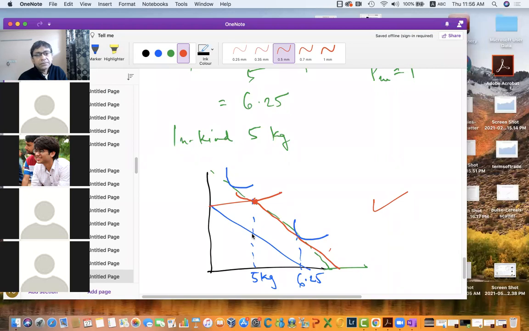Yes. Sir, and for finding the Marshallian demand, should we use Lagrangian only, or MRS equal to price ratio? Sir, which approach will be better? If you are short on time, you can jump to MRS equals price ratio. That's okay. If you have time, then write it out more fully.